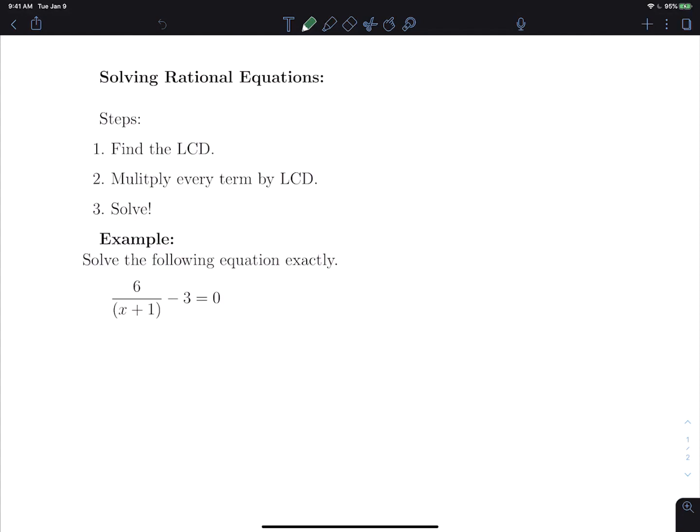Hello. In this video, we're going to go ahead and solve some rational equations. So just a reminder, rational equations are equations that have rationals in them. And a rational is where you have a polynomial divided by another polynomial.